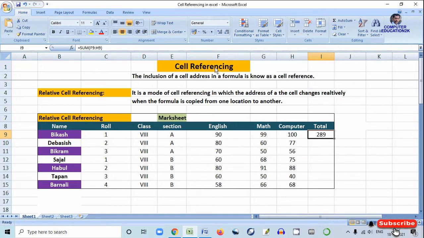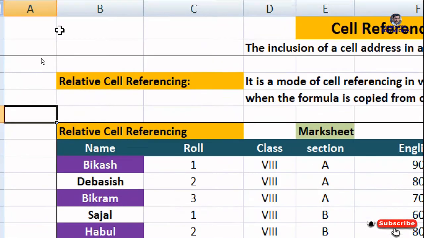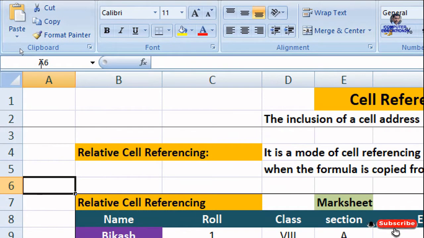What is cell referencing? The inclusion of cell address in a formula is known as cell reference. Cell address means the cell number. Whenever you click on any cell, the cell address will be shown in the name box.